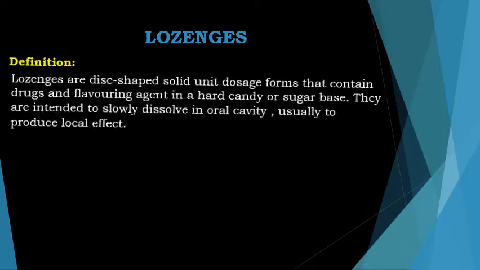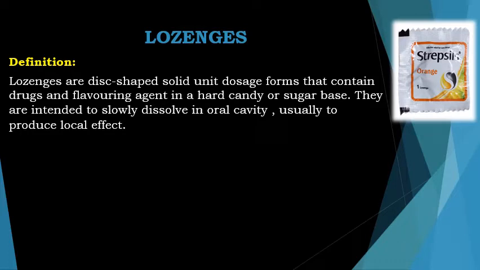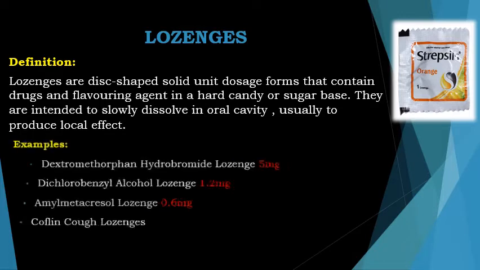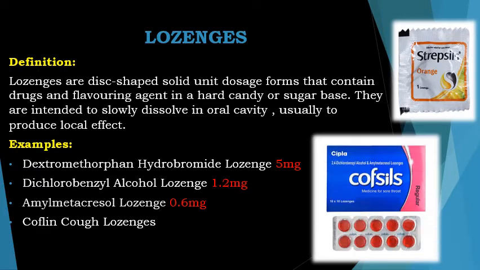So now we come to the next point, which is lozenges. Lozenges are disc-shaped solid unit dosage forms that contain drugs and flavoring agent in a hard candy or sugar base. They are intended to slowly dissolve in the oral cavity, usually to produce local effects. Examples: dextromethorphan hydrobromide lozenge, dichlorobenzyl alcohol lozenge, amylmetacresol lozenge, and Coughlin cough lozenges. Of course, we are all more familiar with Strepsils and Cofsils.